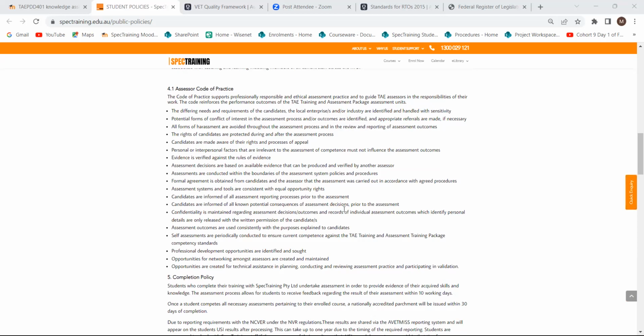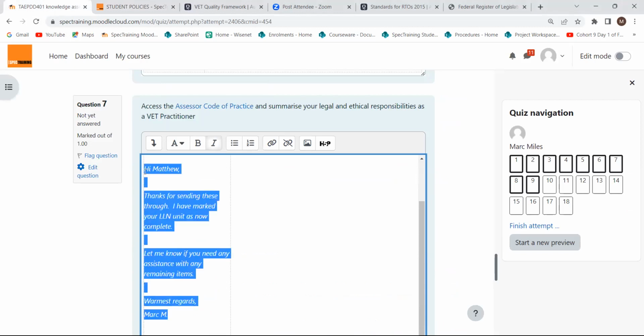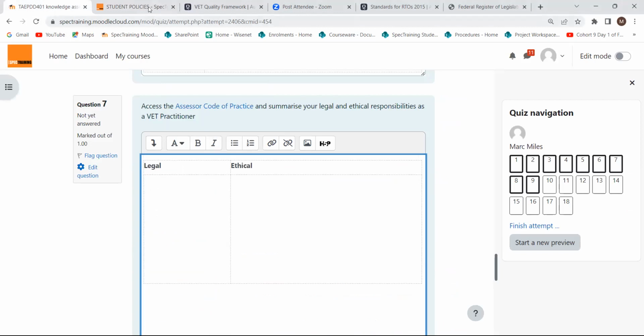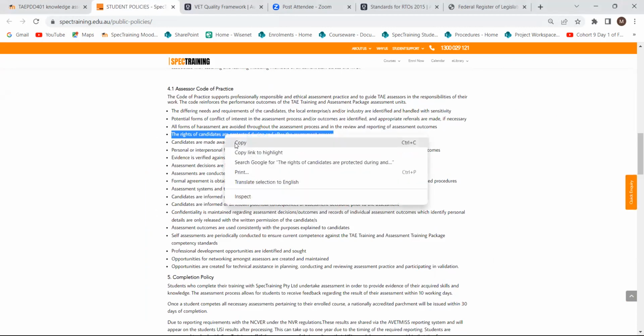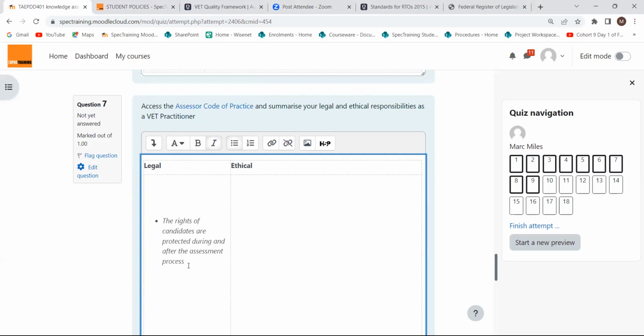So for example, if we take a look at this one here, the rights of candidates are protected during and after the assessment process. We could actually say that that is probably a legal item. And so you could copy and paste that in there. So rights of candidates are protected during and after the assessment. Okay, so we could drop that in there, and we could say that one is a legal one.